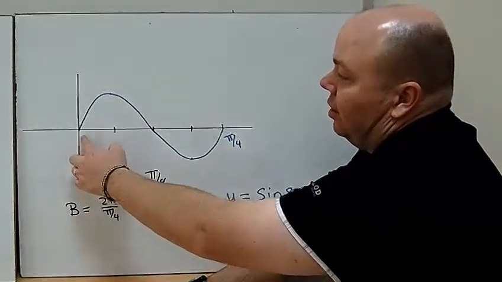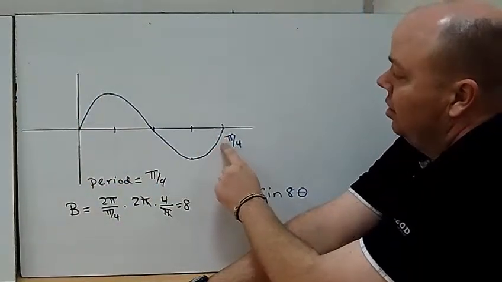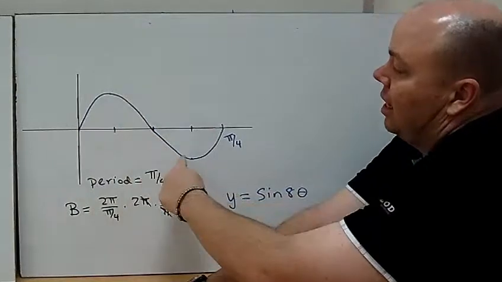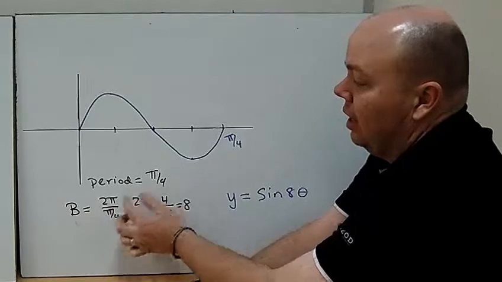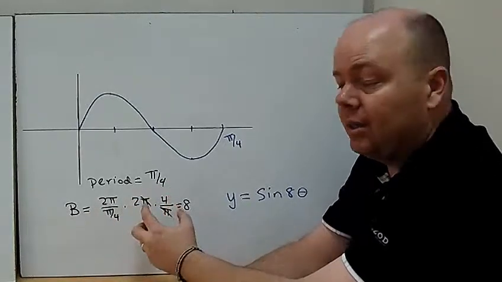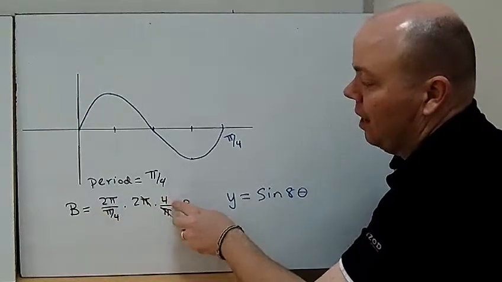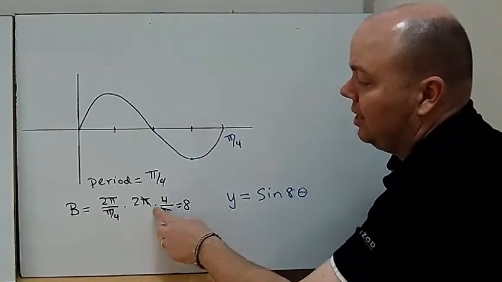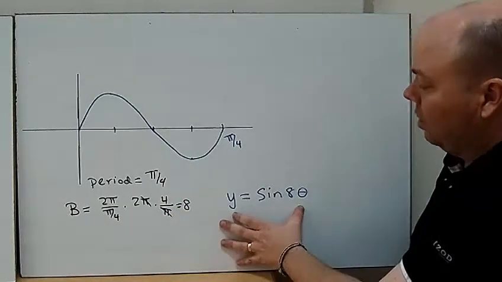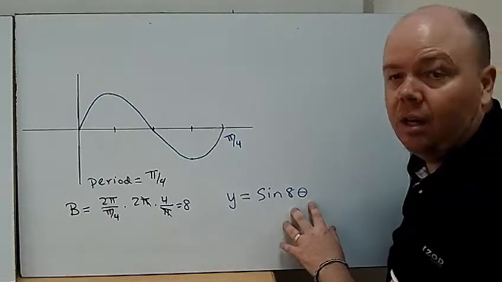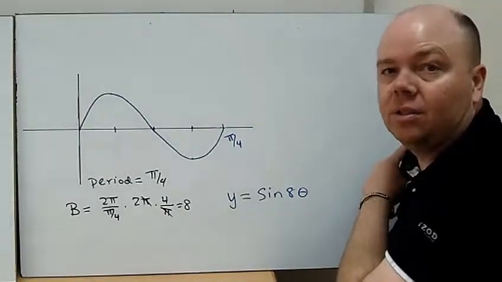For example, here, looking at this graph, I've just sketched it out. The period of this graph, going through one cycle, is pi over 4 radians. So the period is pi over 4. That means b, the value that would go into the function, is 2 pi divided by pi over 4. So I multiply by the reciprocal, 2 pi times 4 over pi, that's equal to 8. So this function is y equals sine 8 theta. This 8 means it would complete 8 cycles in 2 pi radians.